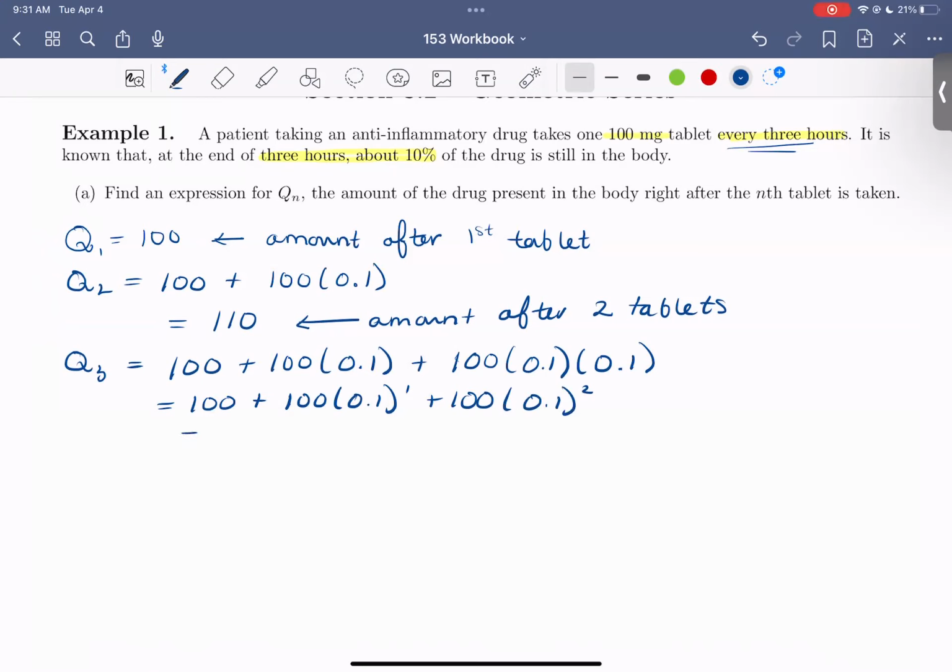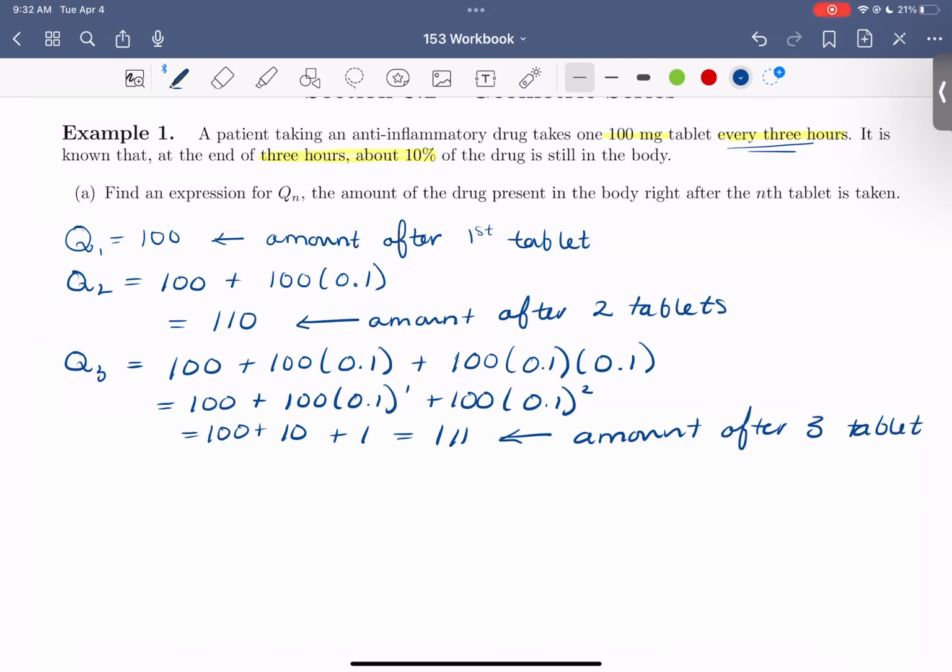Okay, and what does that become? Well, we have 100 plus 10, that's 10% of 100, plus 10% of 10%, so that'd be 10% of 10, so plus 1. So we have 111. That's the amount after the third tablet.